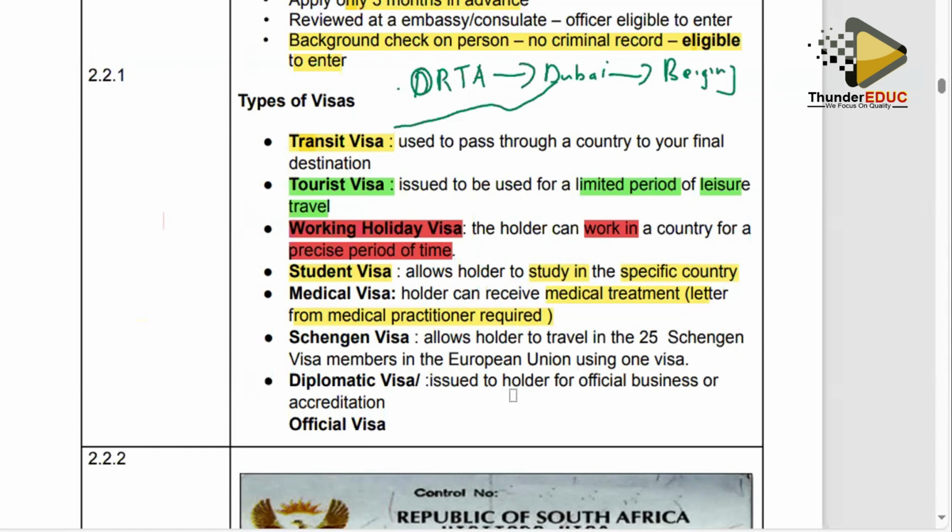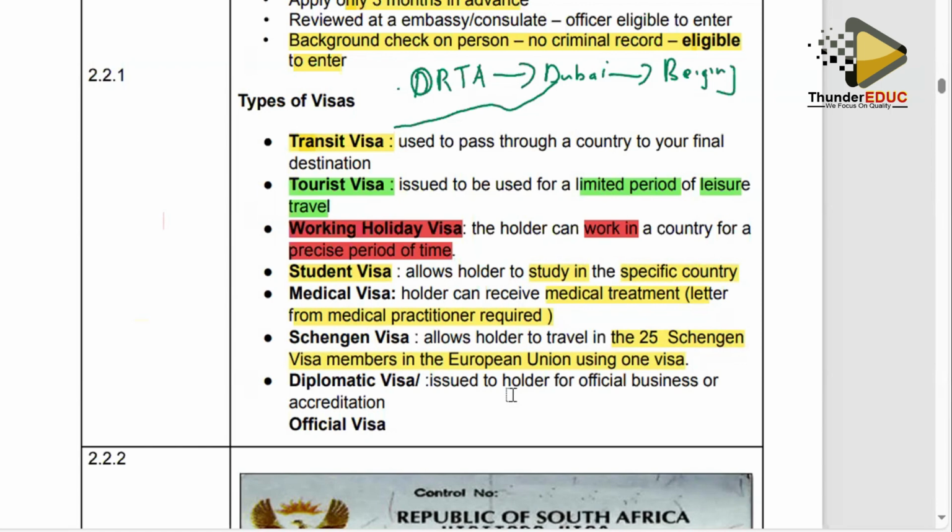Then the next type of visa is known as the Schengen visa. The Schengen visa allows the holder to travel in 25 Schengen visa countries using one visa. So it allows a holder to travel in the European Union. There are 25 countries which are part of the European Union, so it will allow you to travel in those countries with one visa. These countries came to an agreement that they should adopt a common visa for their countries.